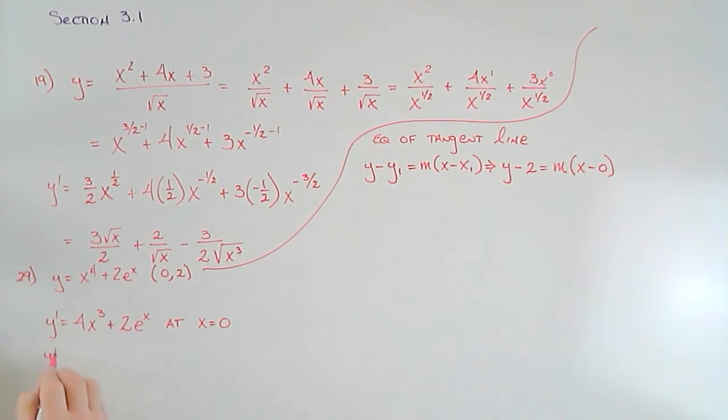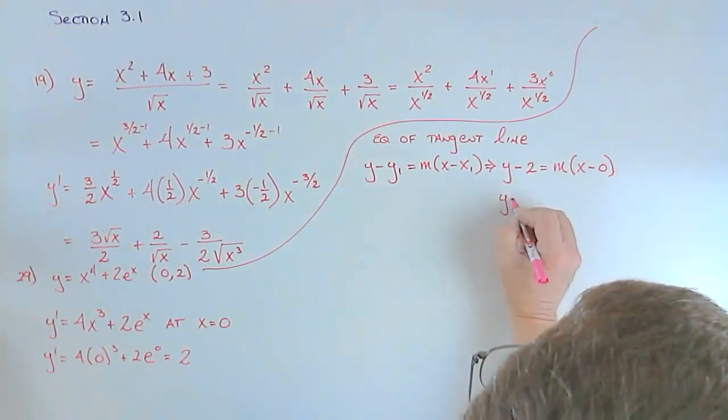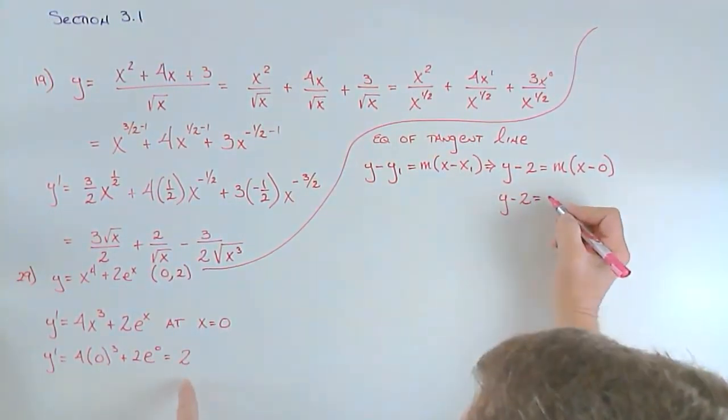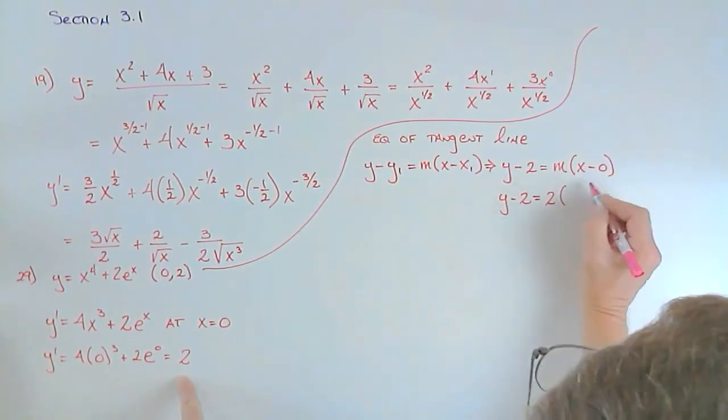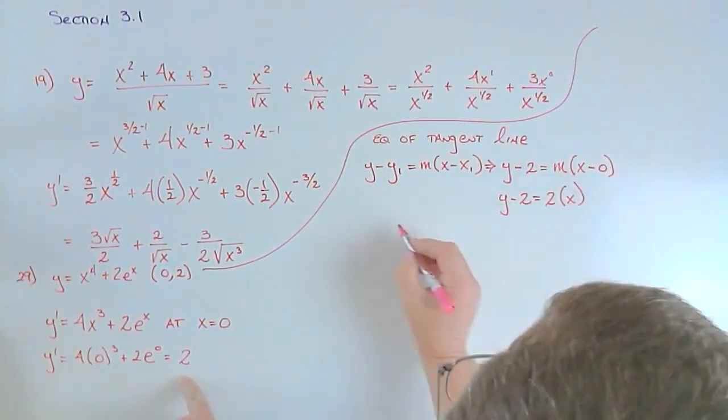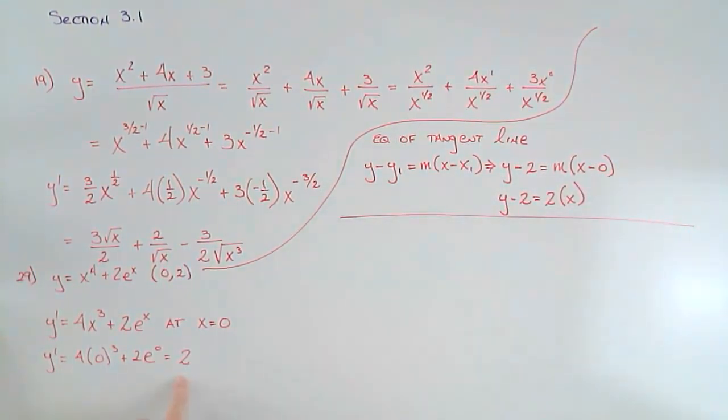So y prime is going to be 4 times 0 cubed plus 2e to the 0. 4 times 0 is 0, e to the 0 is 1, we get 2. So the equation of our tangent line is y minus 2 equals, our slope is 2, x minus 0 is just x. So we're done with the equation of the tangent line.